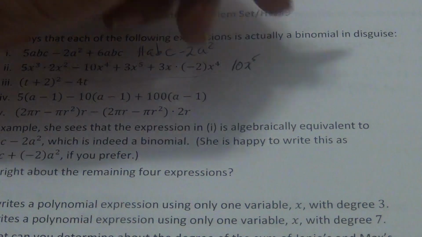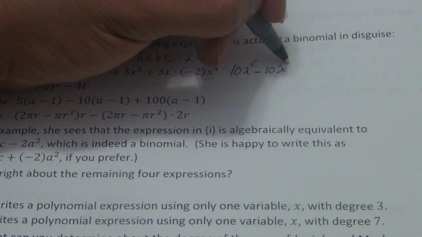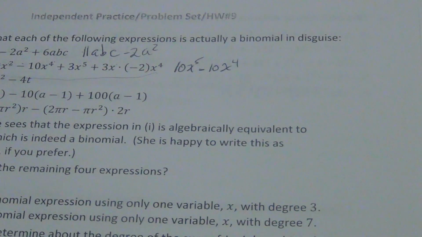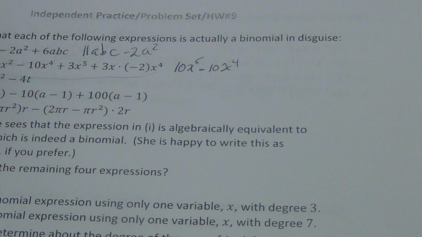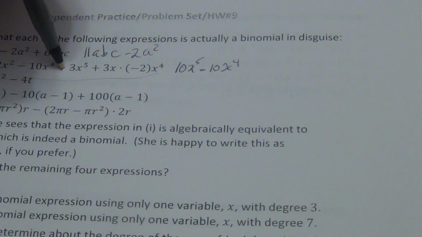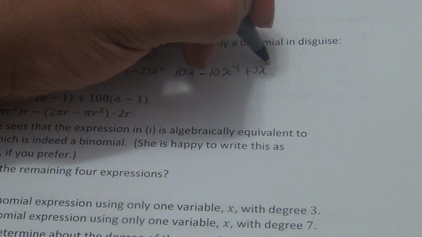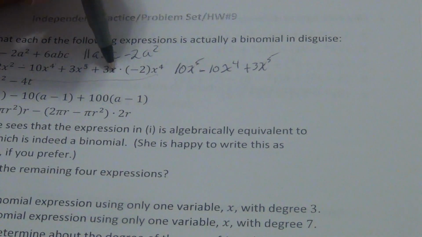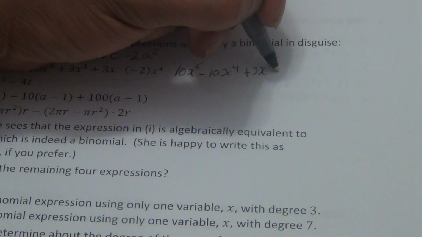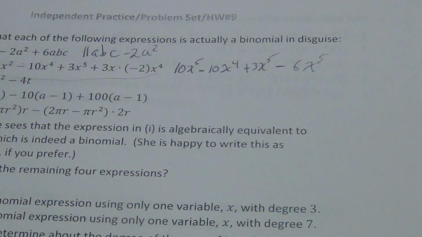So let's see now. Minus 10x to the fourth, then 3x to the fifth, plus 3x to the fifth, and then plus 3x times negative 2x to the fourth, that is minus 6x to the fifth.